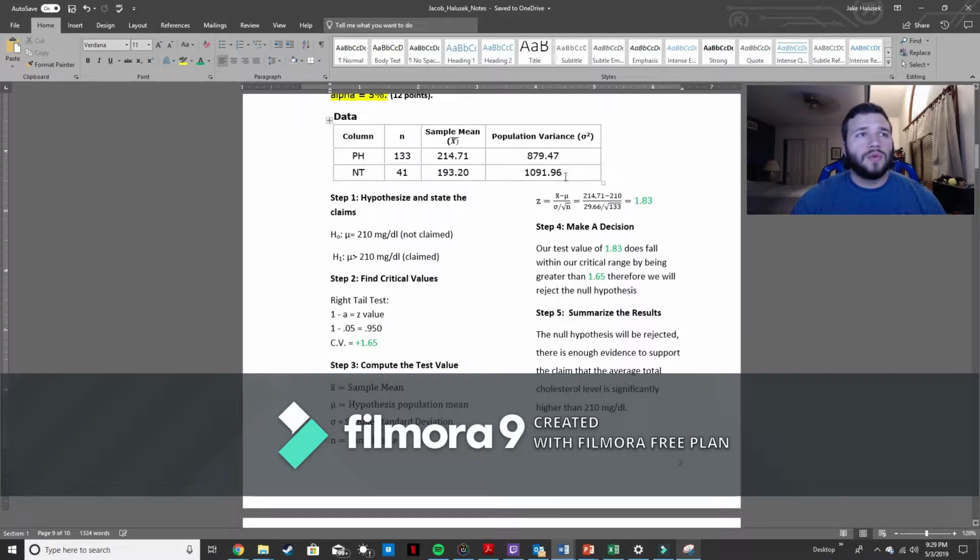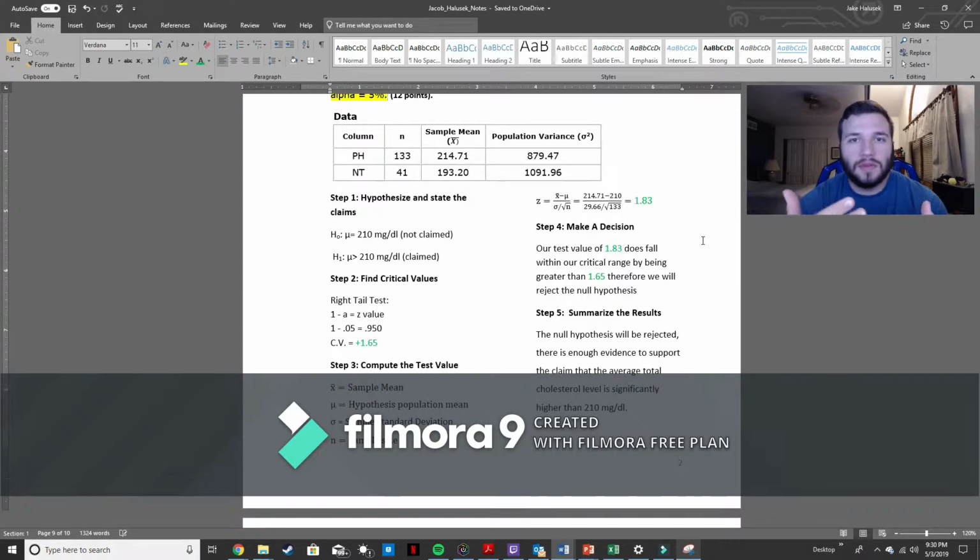Moving on. Once we figure all of that out, we plug in the calculation and get 1.83. So step 4, making our decision based off of our data. Our test value of 1.83 does fall within our critical range because it is past our critical value of 1.65. It's on the right side of that normal distribution curve, so it's greater than 1.65. Therefore, we will reject the null hypothesis.